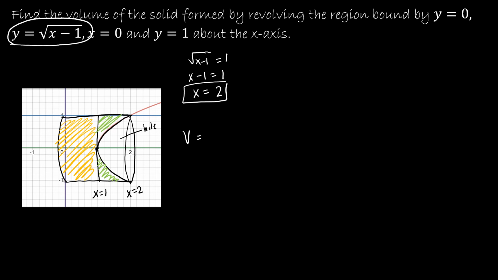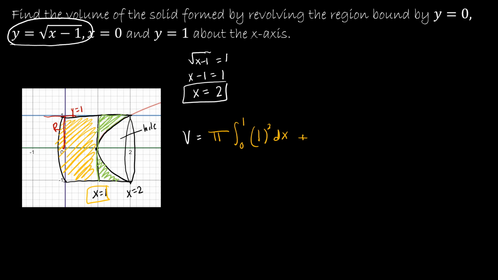The yellow is a disk, and when we did a disk, we said that was pi, and again, this would be from 0 to 1, because that's where the disk would end, from 0 to 1 of, and I don't need to do any subtraction or anything here, I'm just looking at big R. So what's big R? Big R is this line, which is y equals 1. So that makes it really easy. 1 squared dx.